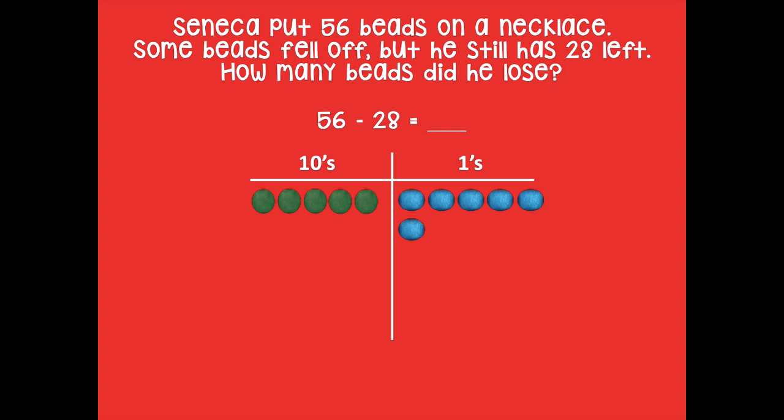Now we know that we need to subtract 28. So I don't model 28 on this place value chart. I only model the first number with subtraction, the largest number.